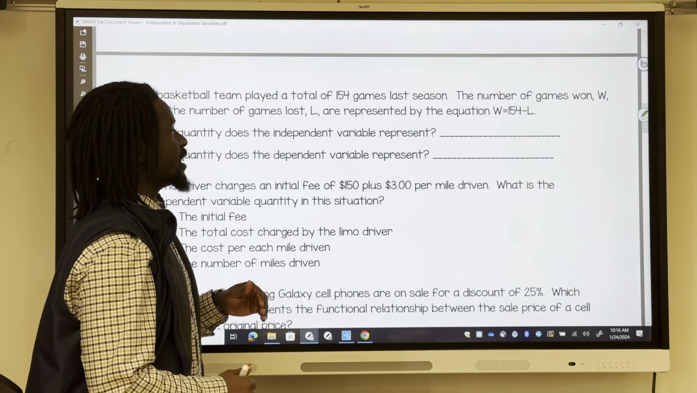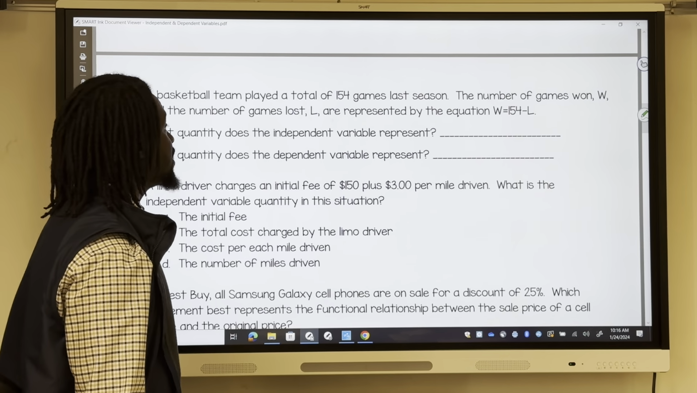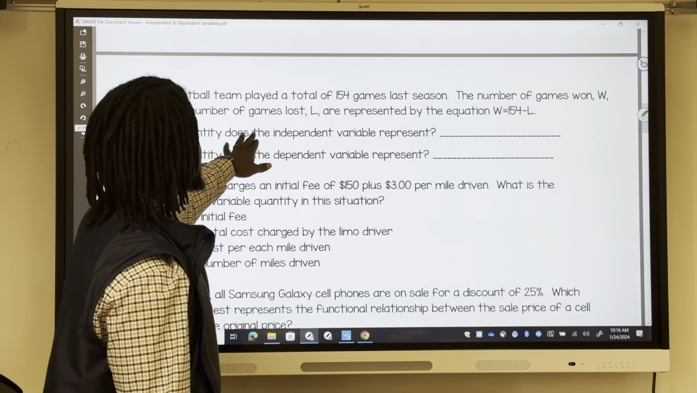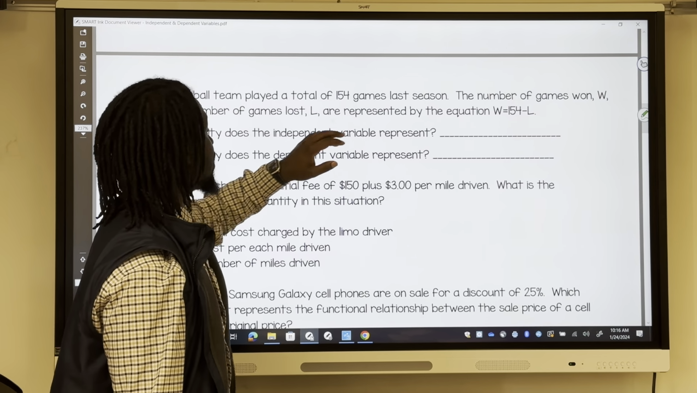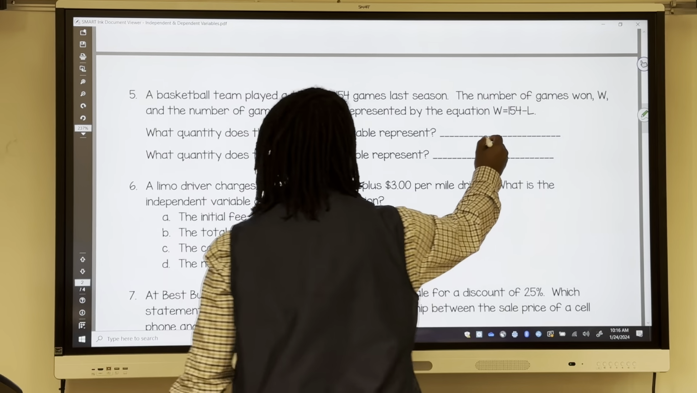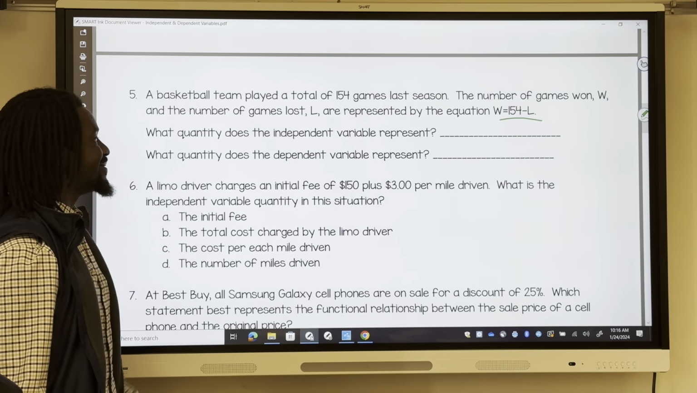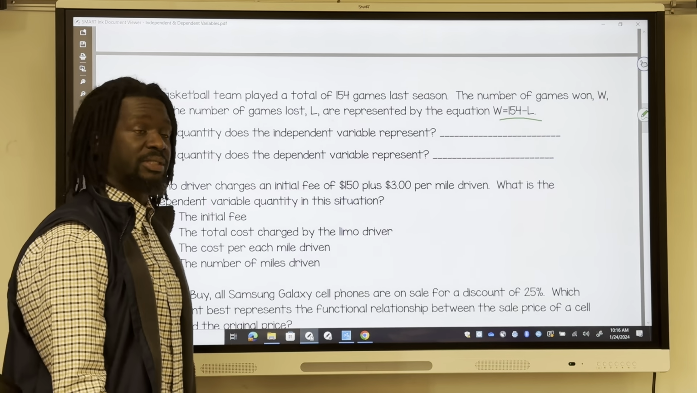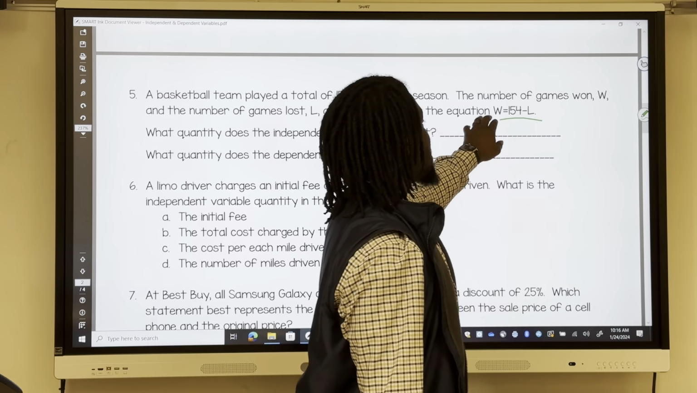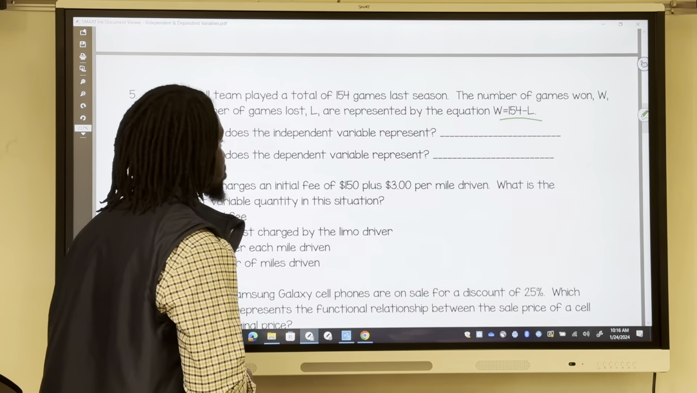So it says a basketball team played a total of 154 games last season. The number of games won were W and the number of games lost were L, represented by the equation. So we have this equation. Which quantity does the independent variable represent? In this one, we have W equals 154 minus L.